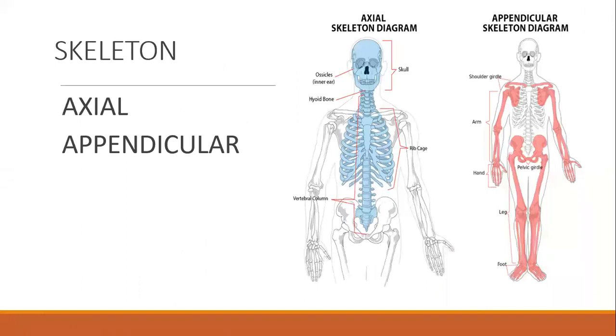You know there are two types of skeleton in the human body. First, you have the axial skeleton and you have an appendicular skeleton. Axial skeleton includes your skull, your rib cage, including the sternum and the ribs, and your vertebral column. While the appendicular skeleton includes your limb bones, upper limb and lower limb bones, and shoulder and pelvic girdle.